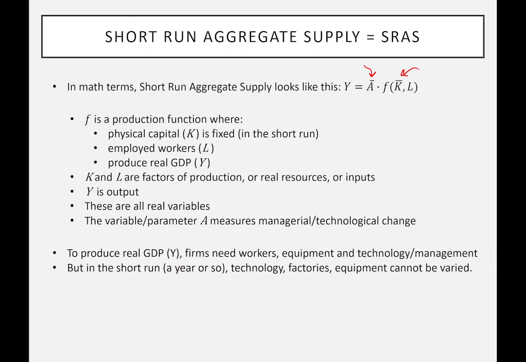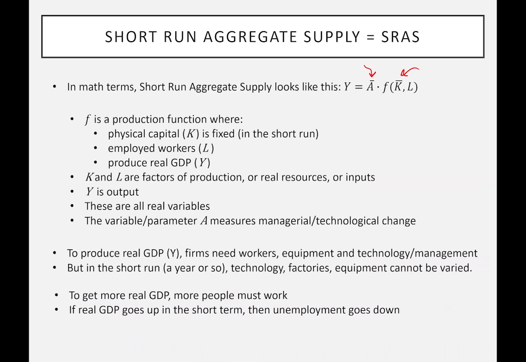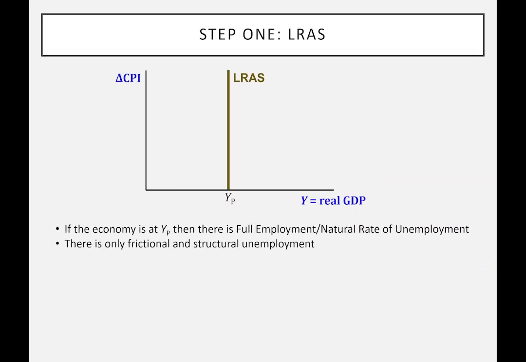So very simply, the idea is to produce real GDP, firms need workers, so the general idea is that if the number of people employed increases, as we've seen before, real GDP would increase, and vice versa. There's a direct relationship between these. And at the same time, it means the unemployment rate would go down, for example, if the economy is producing more things. Let's look at step 1 in this process.